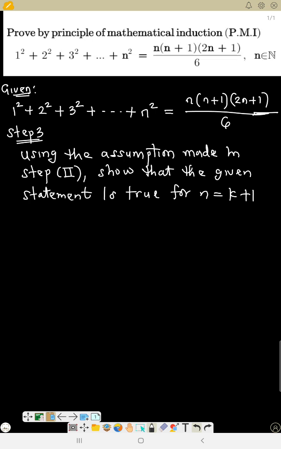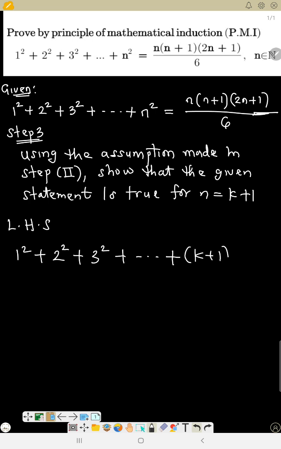Now this step 3, using the assumption made in step 2, show that the given statement is true for n equals k plus 1. So left hand side, we have 1 square plus 2 square plus 3 square up to plus k plus 1 square. So that is n square. I'm just writing the left hand side, everything here. But remember n is k plus 1. So that n square will become k plus 1 square. That is left hand side.